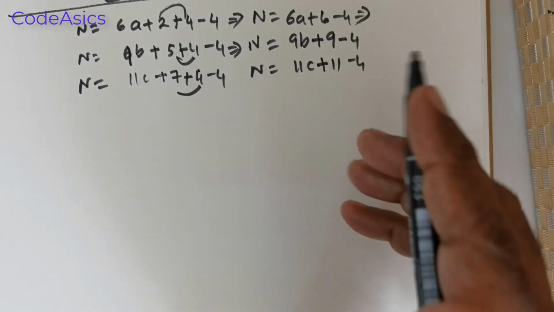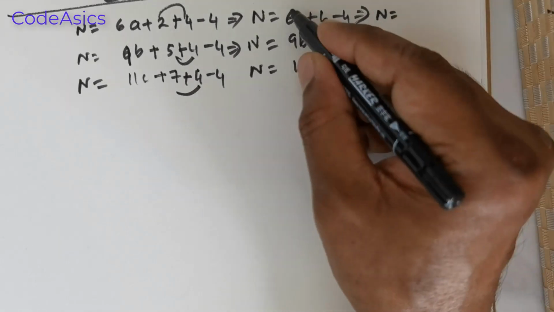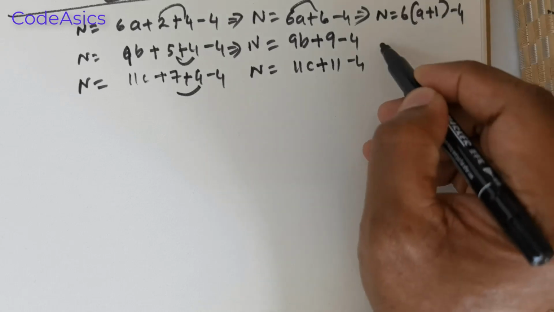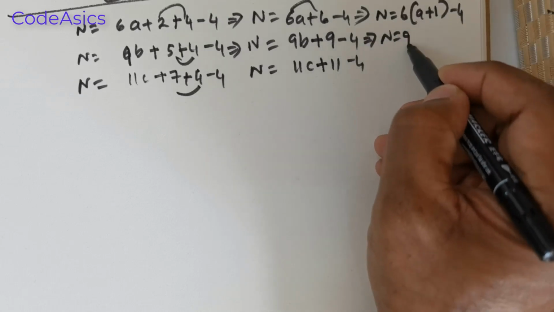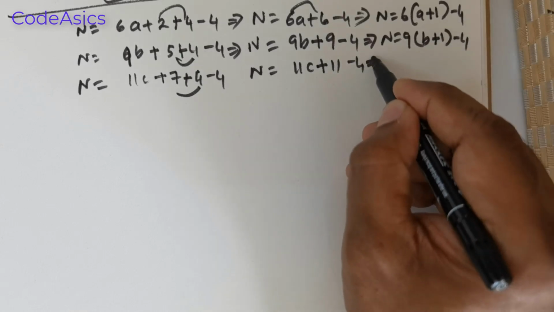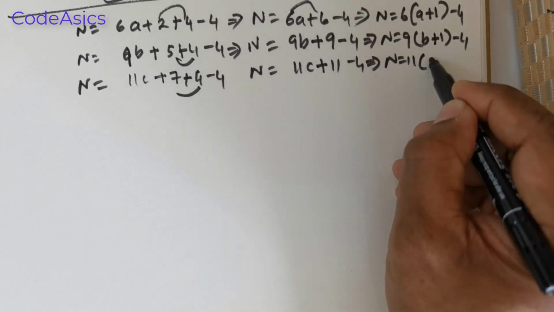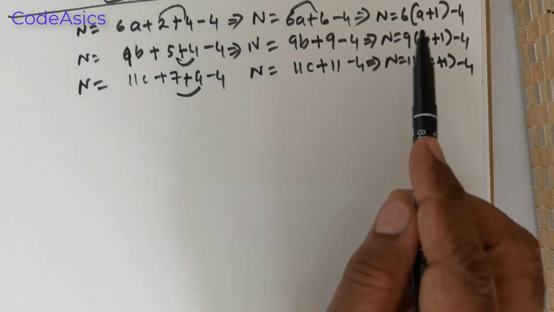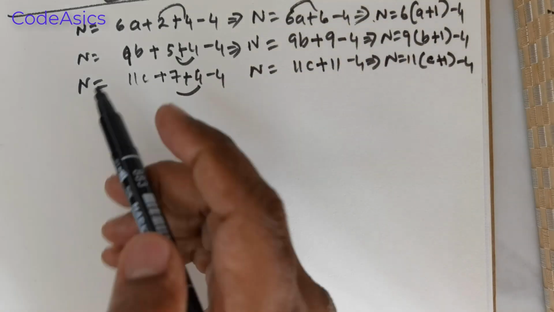Now this can be rewritten further as n is equal to, I take 6 out, so I get a positive 1 minus 4. I take 9 out, so b positive 1 minus 4. I take 11 out, so c positive 1 minus 4. So this is what I've got. Now what I wish to do, I would like to move this 4 to the other side.